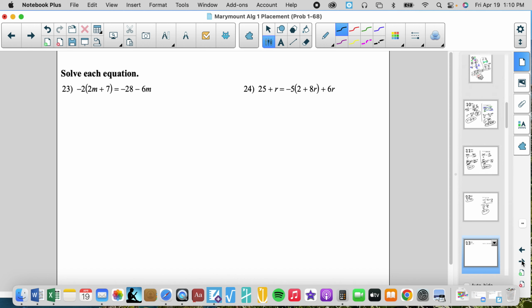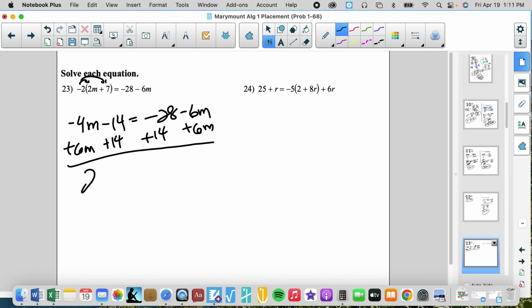We could divide by 2. That would be the high school way, but we'll do distribution first. That gives us negative 4m minus 14 equals negative 28 minus 6m. Let's move the variables to one side. I like my variables being positive, so I'll move them to the left side. We can move the constants to the other side. That's 2m equals negative 14. Divide by 2, divide by 2, m equals negative 7.